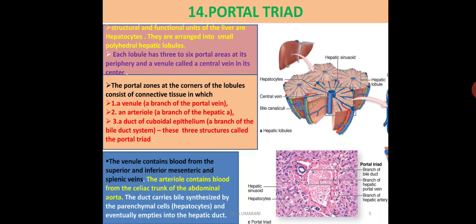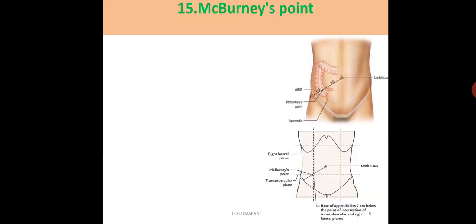The venule contains blood from the superior and inferior mesenteric and splenic veins, whereas the arteriole contains blood from the celiac trunk of the abdominal aorta. The duct carries bile synthesized by the hepatocytes and emptied into the hepatic duct.